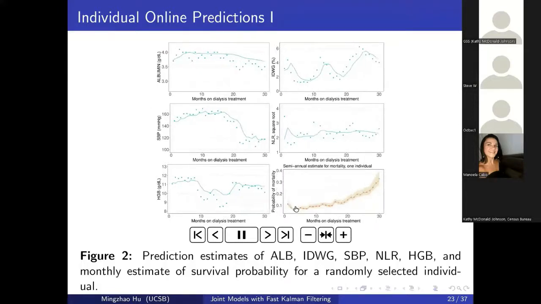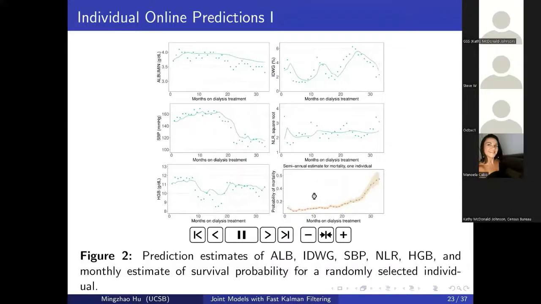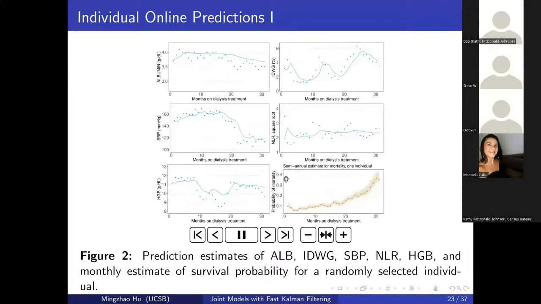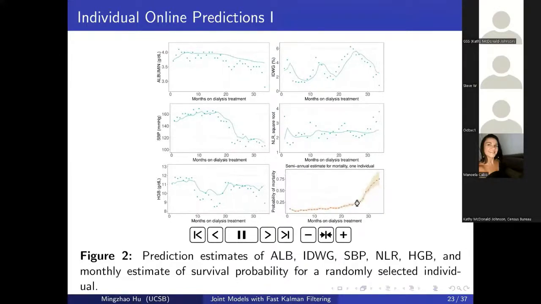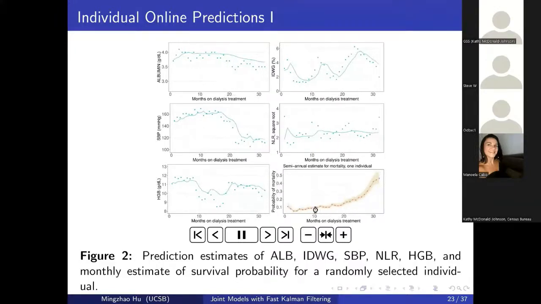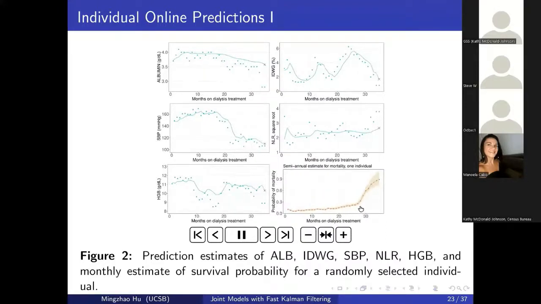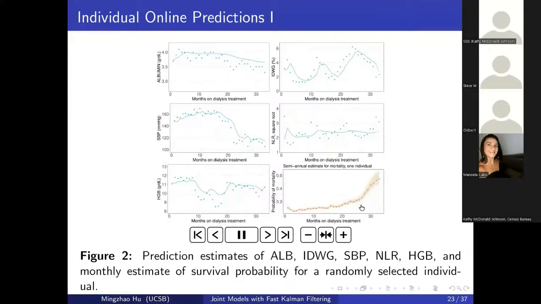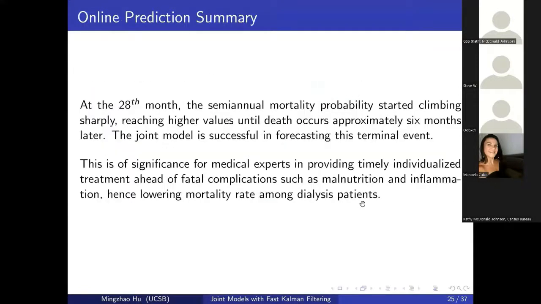More importantly, the survival probability correctly picks up an upward trend for this patient and significantly increases to over 0.75 about 6 months before the patient dies. And each time point represents the probability of the patient dying within 6 months from this measurement date, based on available data up to this given time point. So this is of significance for medical experts in providing timely, individualized treatment ahead of fatal complications, and helps to lower mortality rate.